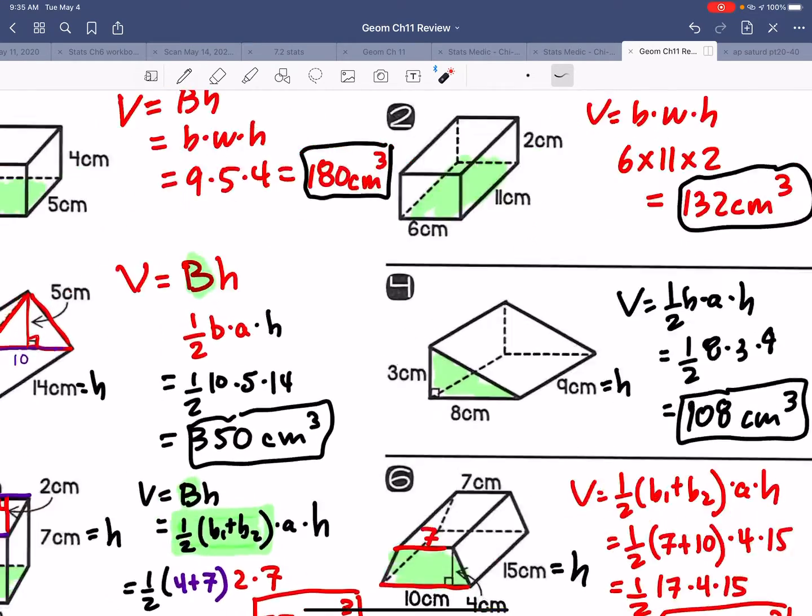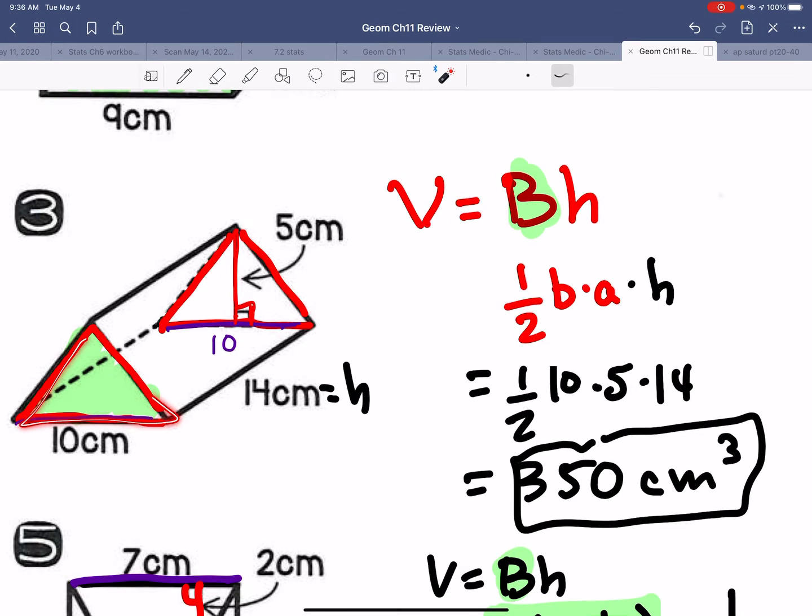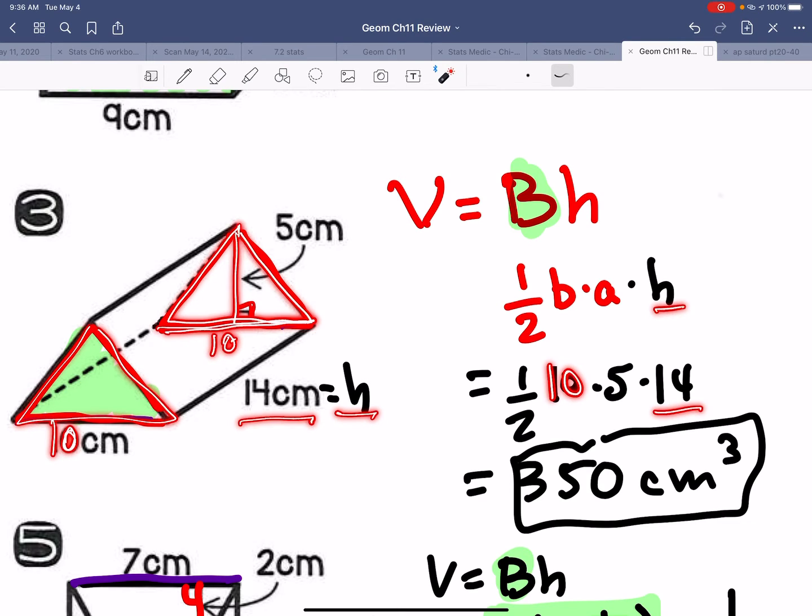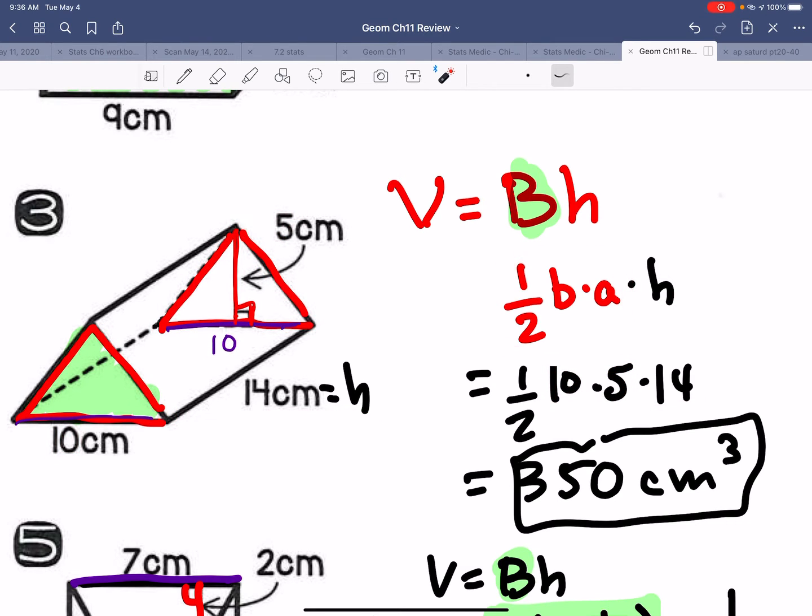Right? Question number 3, now we're stacking rectangles and we're stacking them into the page. So if we stack these rectangles into the page, that's how high we stack them horizontally, 14. So that's our height, 14. But notice our base is a triangle, so we have to find the area of this base, and since the front and back are the same size, we could transfer the 10 there, and we see the base is 10, and the altitude is 5. So we get the area of our base is a triangle, that's 1/2, 10 times 5 times 14 to get 350.